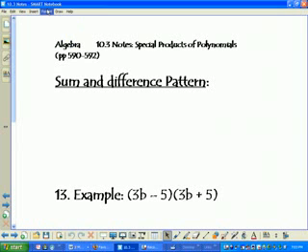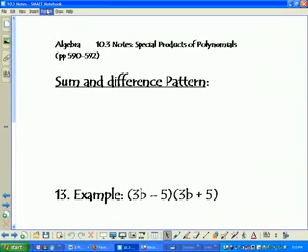Hello, today we're going to be looking at special products of polynomials. There's three special products we're going to look at. There's really two. One's just a little variation. And when we're doing this, even if you don't learn anything today, you should remember foiling.